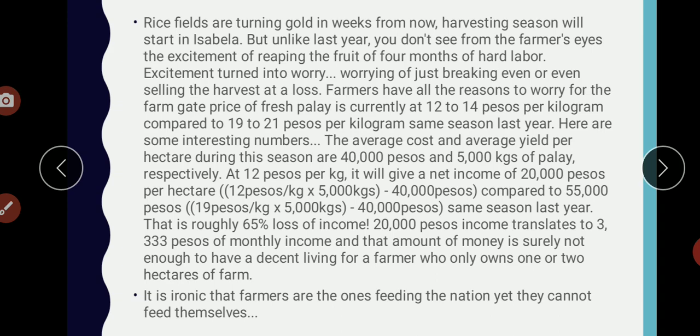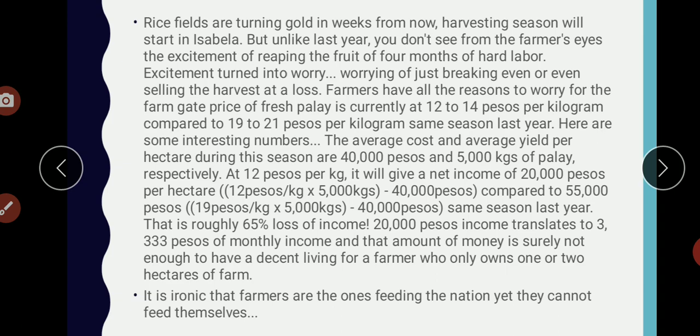Rice fields are turning gold in weeks from now. Harvesting season will start in Isabela, but unlike last year, you don't see from the farmer's eyes the excitement of reaping the fruit of 4 months of hard labor. Excitement turned into worry, worrying of just breaking even or even selling the harvest at a loss. Farmers have all the reasons to worry, for the farm gate price of fresh palay is currently at 12 to 14 pesos per kilogram compared to 19 to 21 pesos per kilogram same season last year.